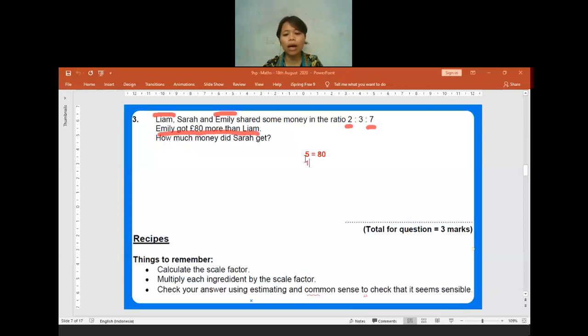So now we find 1. 1 will be equal to 16. And then the question is asking how much money did Sarah get? Sarah's ratio is 3, so we need to find the 3. 3 will be equal to 3 times 16, which is equal to 48 pounds. Is there anyone having any question, or maybe my explanation is still confusing for you?